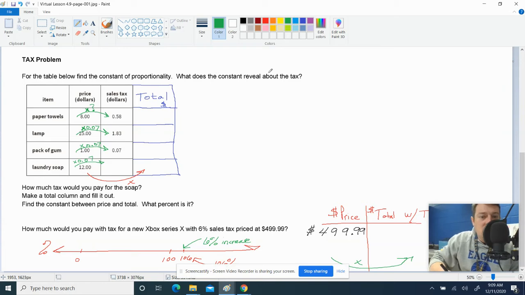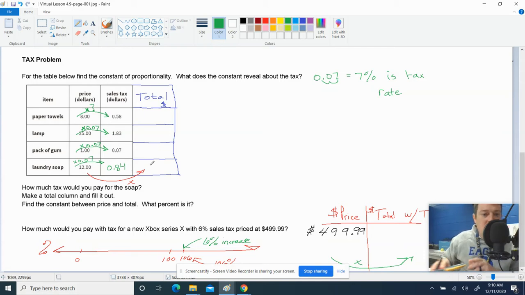So what does this constant reveal about the tax? Well, 0.07 is equal to 7% when you move the decimal. So it tells me the tax rate. 7% is the tax rate. That's what it tells me when you compare what you paid to what you got charged. But something that I find more helpful is when I make a total column. How much would I pay for the soap? Let's go ahead and do the soap. 12 times 0.07. They would charge you 84 cents in tax for the soap when you multiply it by the constant.